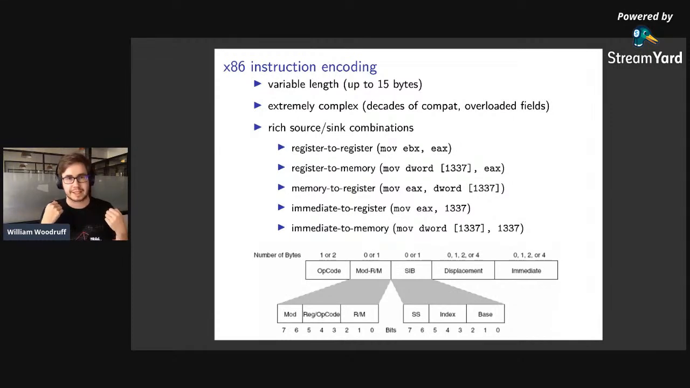And also, because x86 is not a load store architecture, it has multiple rich source sink combinations. So instead of every ALU operation being register to register, you can have register to register, register to memory, memory to register, immediate to register, immediate to memory, and then probably some others that I've forgotten. But the point there is that there's a lot of complex encodings that can be used to represent the same fundamental machine semantic against different operands. And this diagram below is just a small fragment of that format.